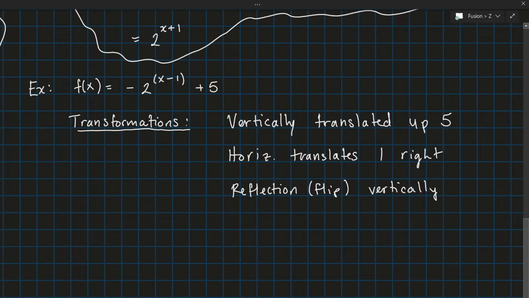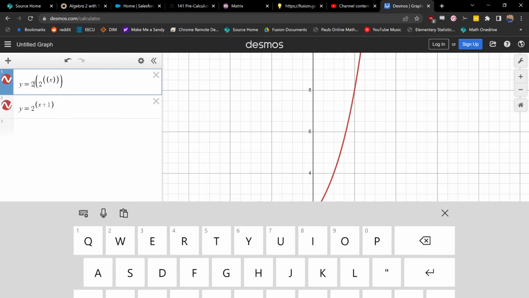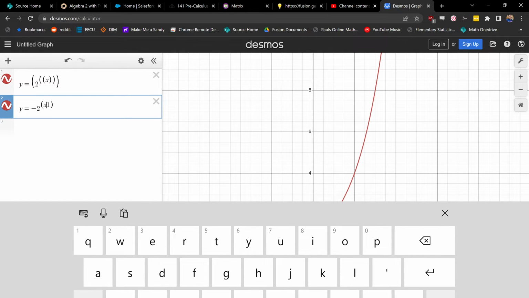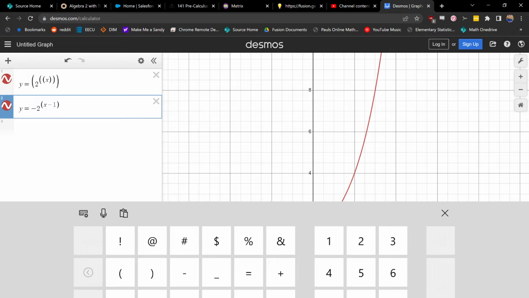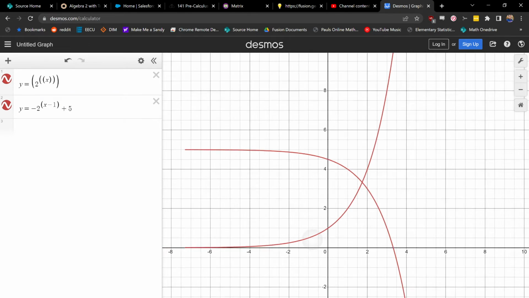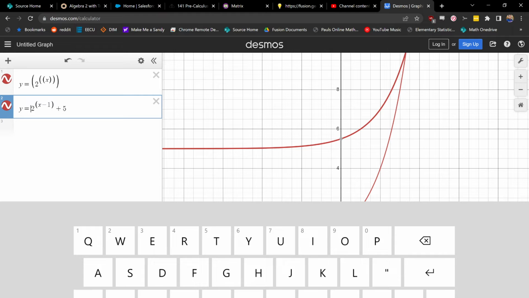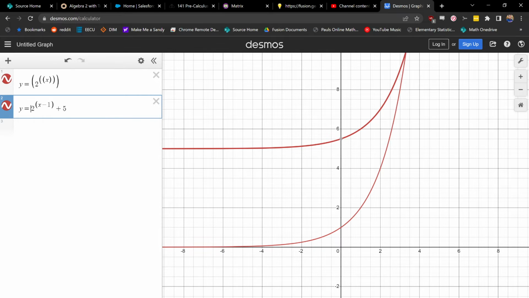So let's see if that's right. So let's just get rid of that. And then we have negative 2 to the x minus 1 plus 5. Here we go. So we got the vertical flip. And if we get rid of that, we can see the translation easier. Oh, yeah. So we had shifted it up 5 and to the right by 1. So it should be 1, 6 right here. Yeah, so good.